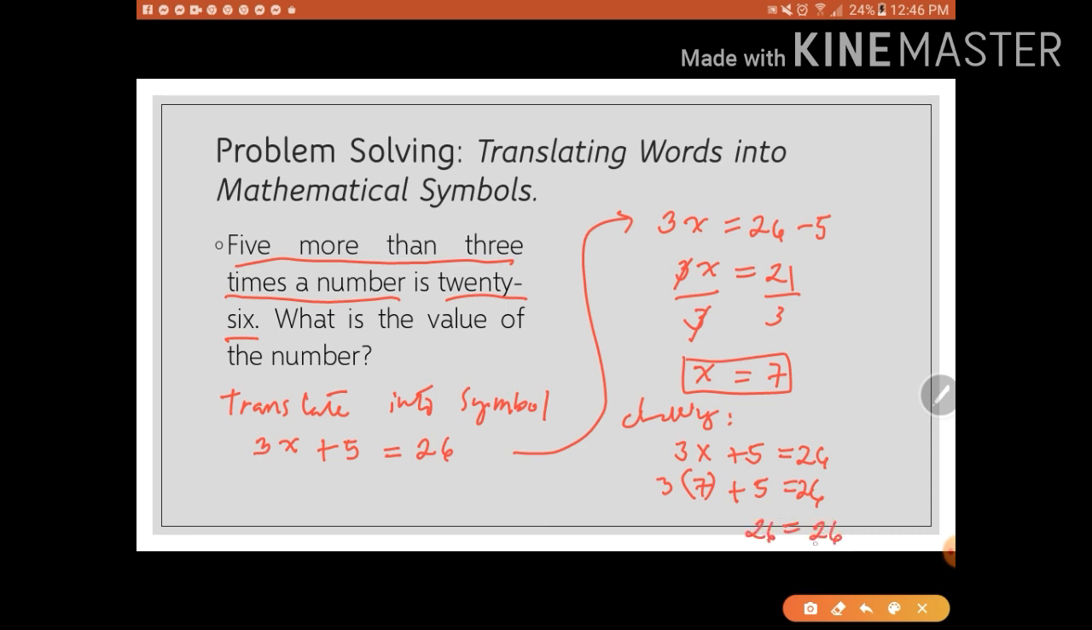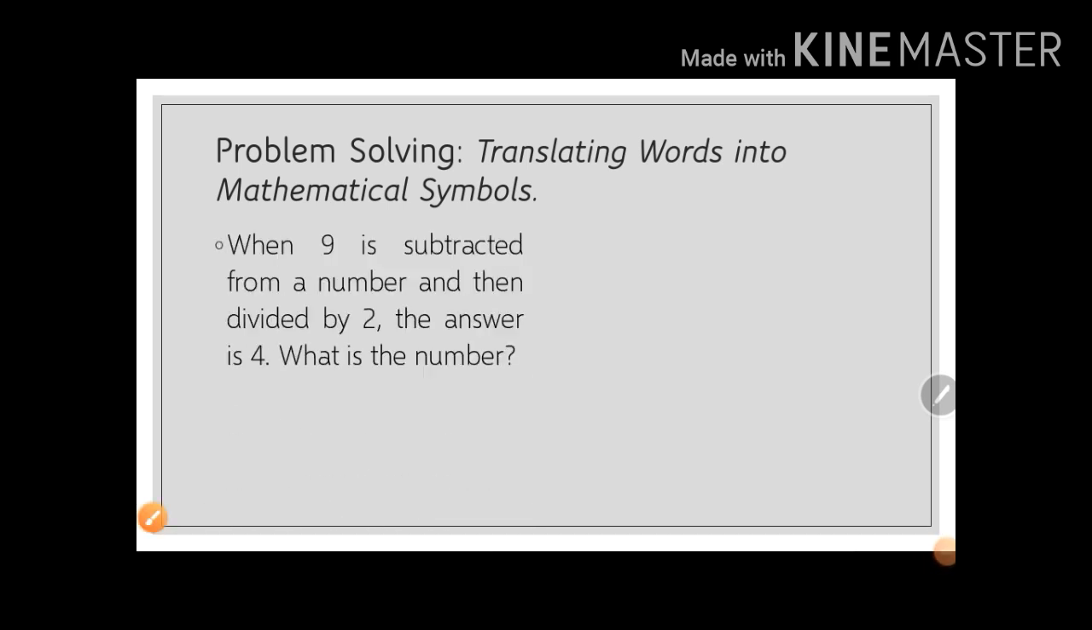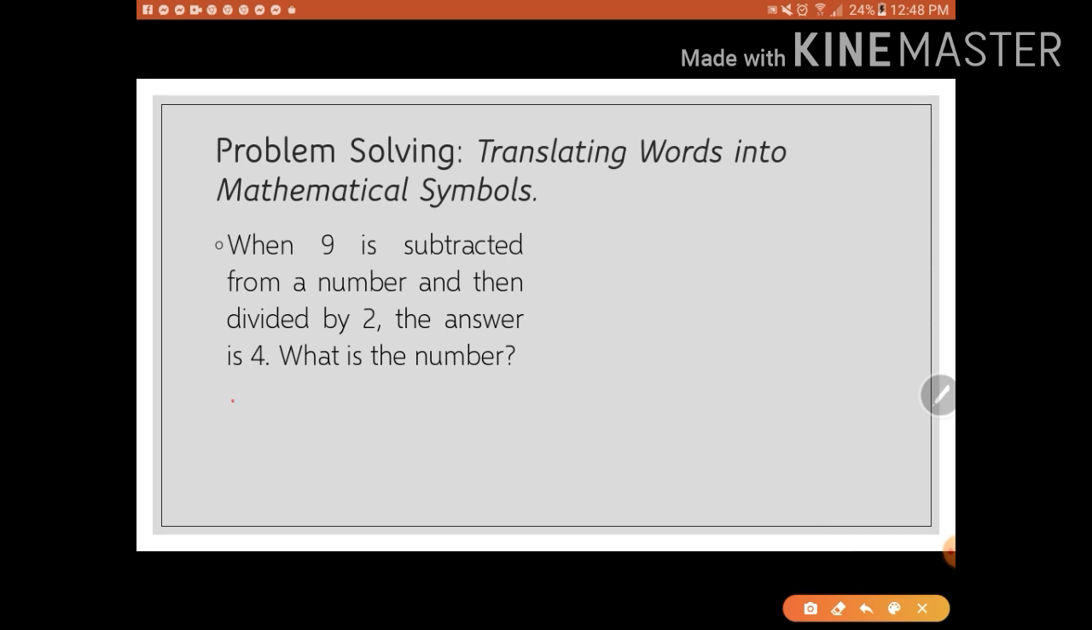Okay, when the value of the left hand side and the right hand side of the equation is equal, it means your answer is correct. Let's have example number 2. It says here, when 9 is subtracted from a number and then divided by 2, the answer is 4. So again, let us translate this phrase or sentence into a symbol.